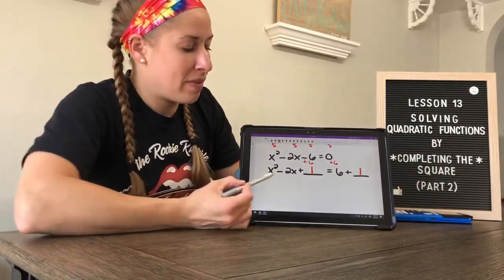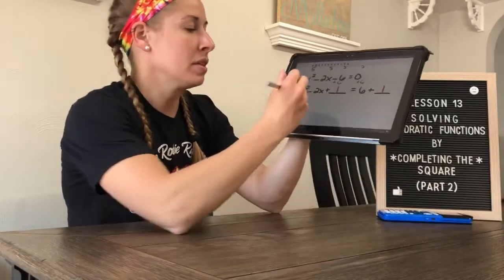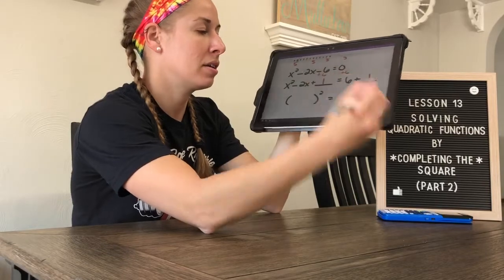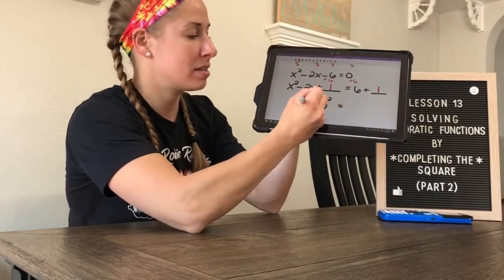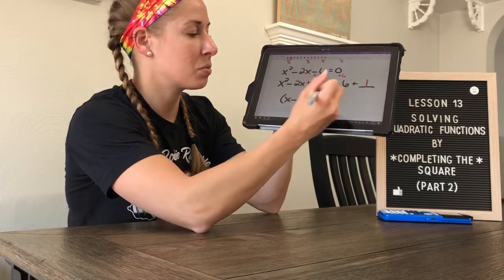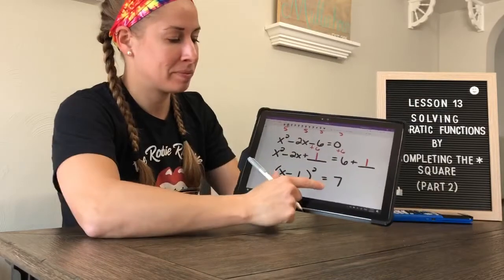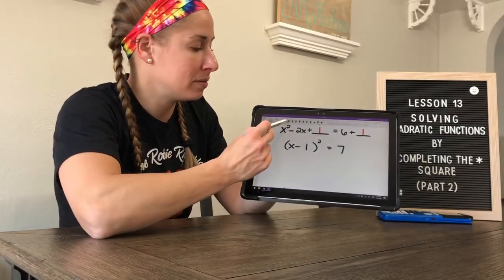And now we can factor the left side and simplify the right. So factor the left side, 1 bubble squared. Square of the first term is x, the sign is subtraction, square of the last term is 1, and then 6 plus 1 is 7. Now we can solve using the square root method.